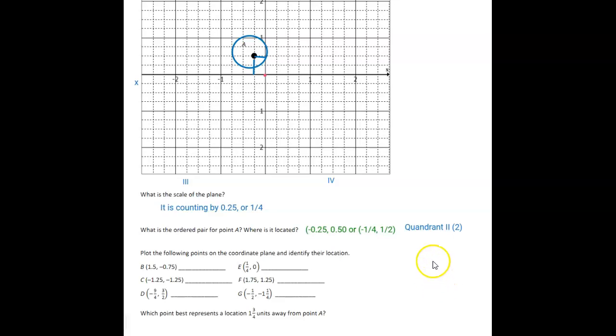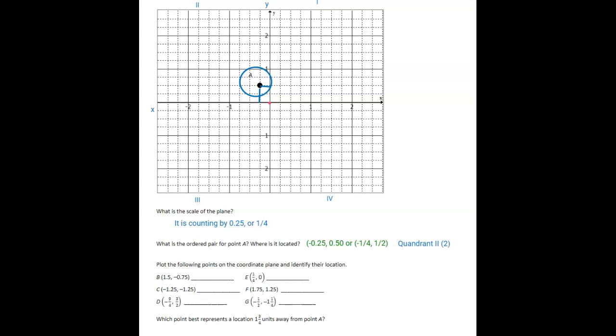So at the end of part one's lesson, we had just finished writing the location as an ordered pair for point A. Now the second question says, where is it located? And it is located in quadrant 2, and you can either write that with the Roman numeral 2, or you can write the number 2. Now, for the next stage of this lesson, we need to plot the following points on the coordinate plane and identify their location. So we want to know, where are they located in the coordinate plane? What quadrant is that going to be?